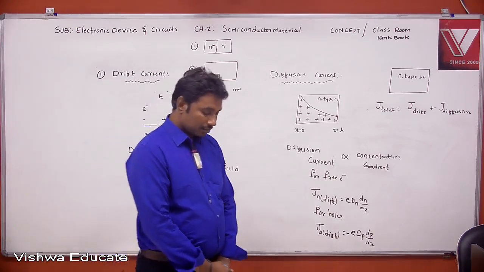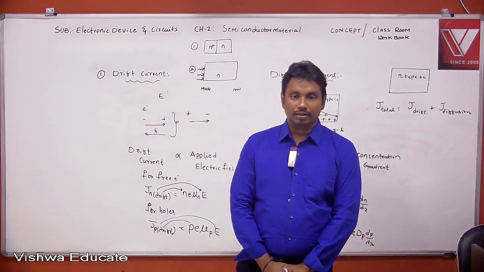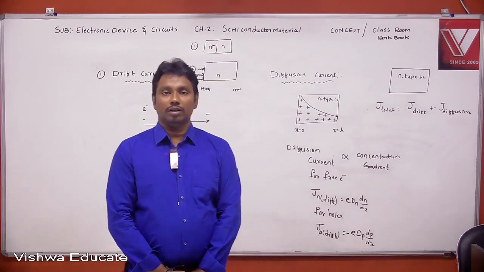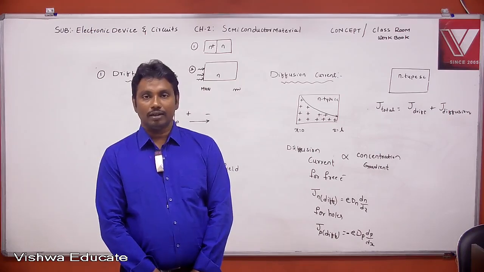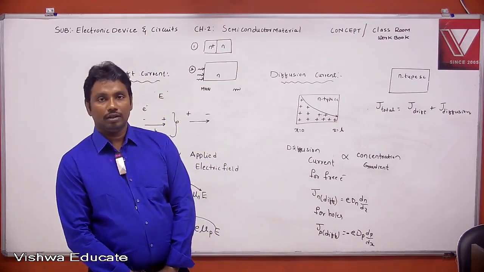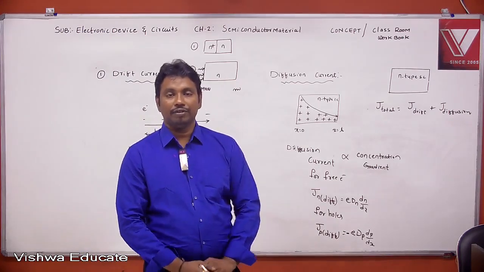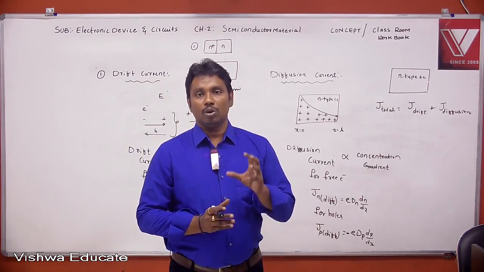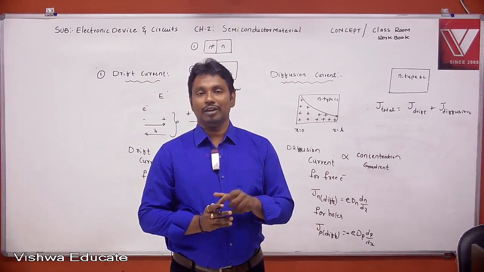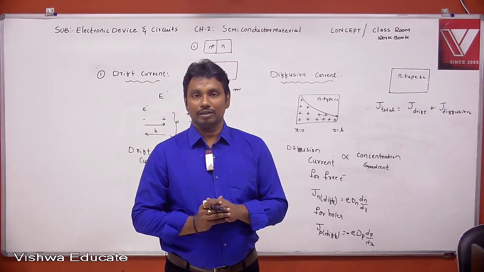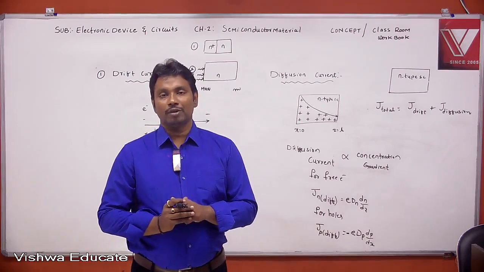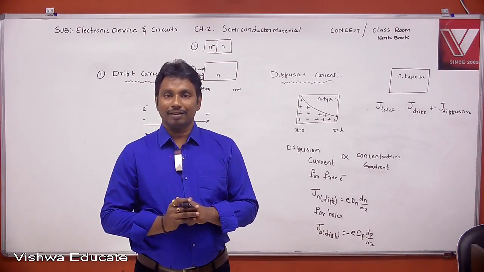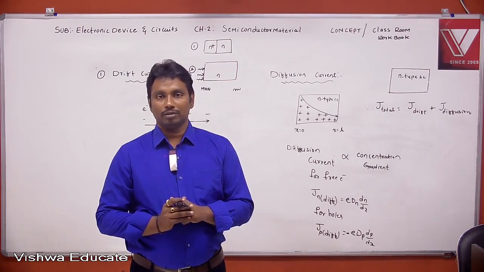Drift current can flow in both conductor and semiconductor, but diffusion current can flow only in semiconductor, because conductors or metals are uniformly doped. Right. Next point.